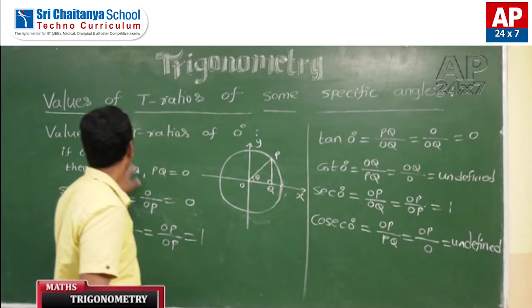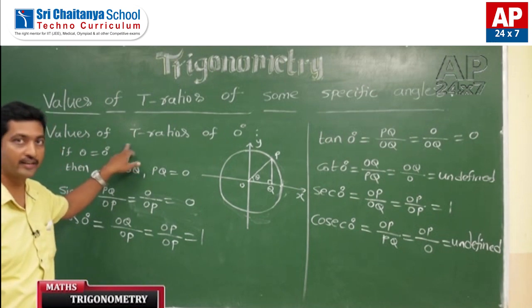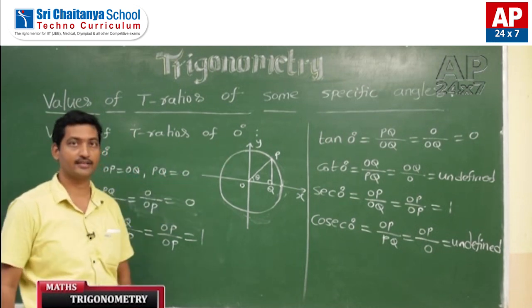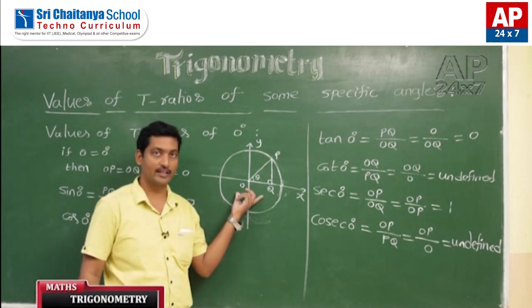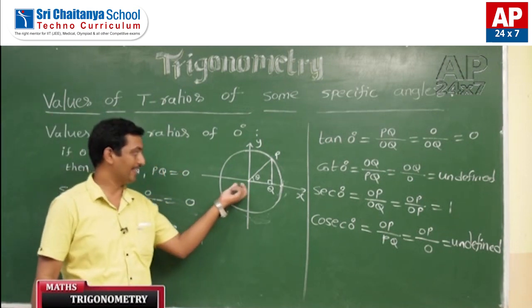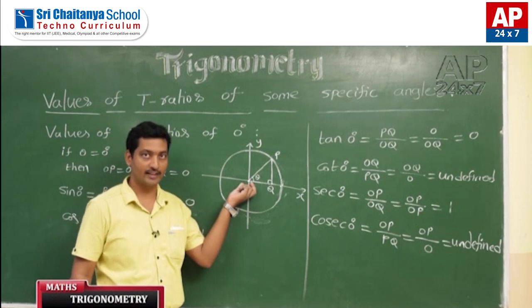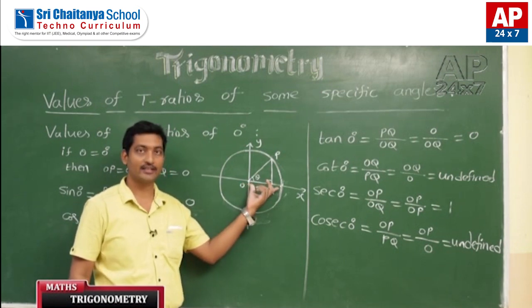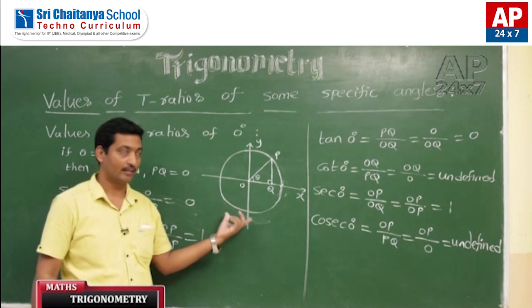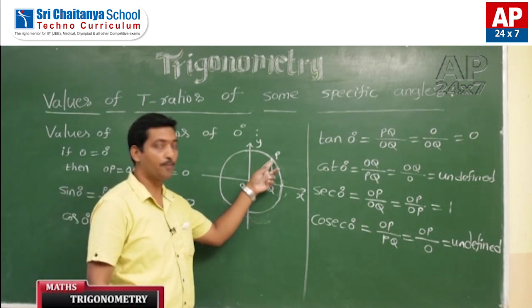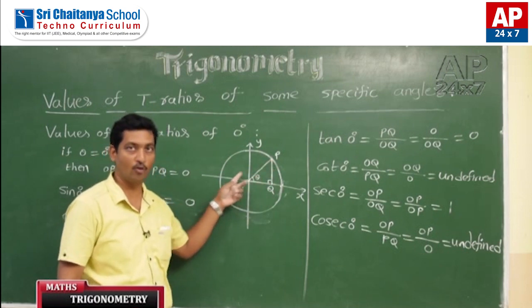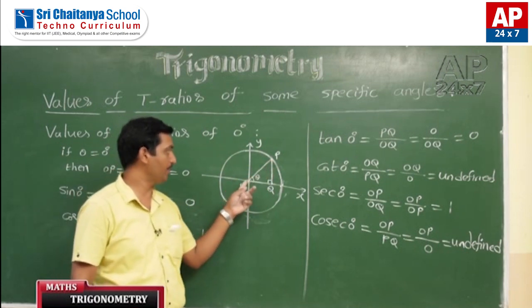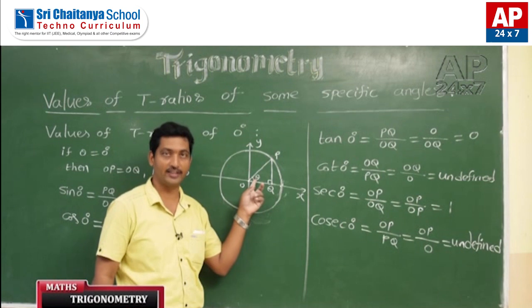Let us find the values of trigonometric ratios at 0 degrees. Now, consider again this rectangular coordinate system by taking O as center and R as radius. If you draw the circle, then P is a point in the first quadrant. Construct a right angle triangle OPQ and take the angle between OP and OQ as theta.